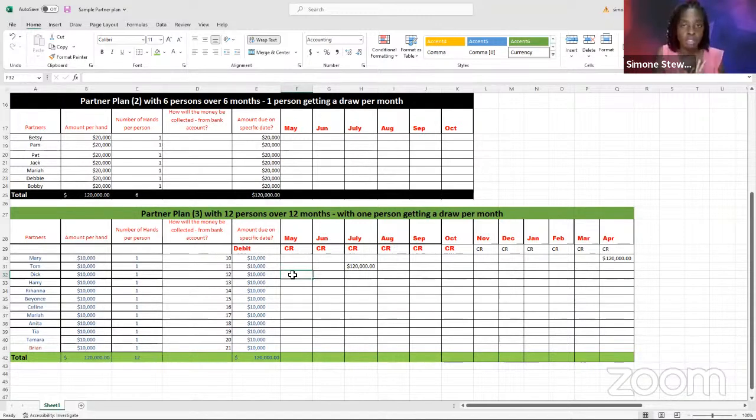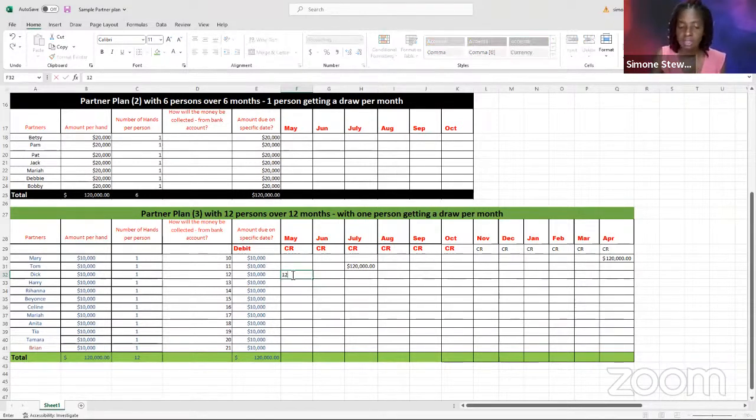And you do not want to do that. That's a recipe for chaos and madness. You do not want to do that. So set a specific date. If it's going to be on the 30th of the month, everybody, you need to be able to have all the money at your fingertips on the 30th, so that whoever is to get the draw for that month, they can get their money, right?